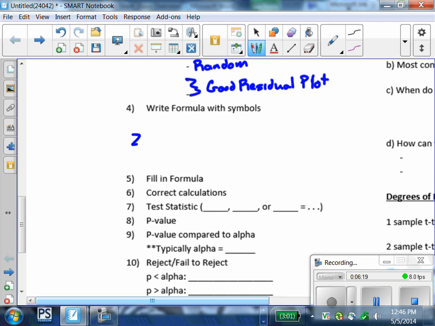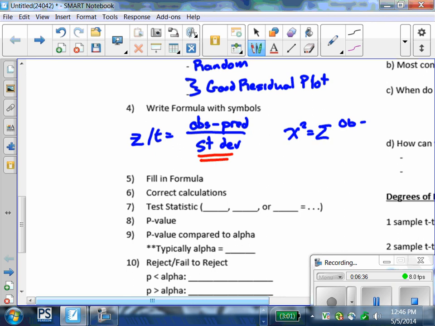So really, that's just your test statistic, Z or T, equals observed minus predicted over the standard deviation. And that big list of standard deviations is given to you on your formula sheet. And then you also have chi-squared, which is the summation. Don't forget that. Observed minus predicted over predicted. Excuse me.